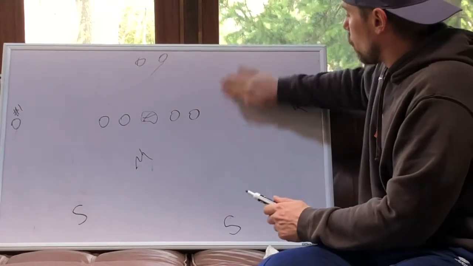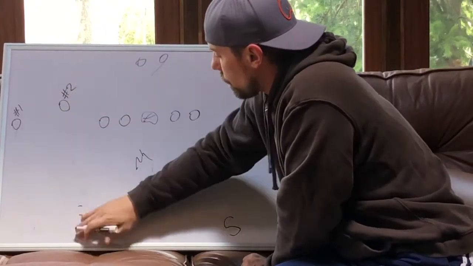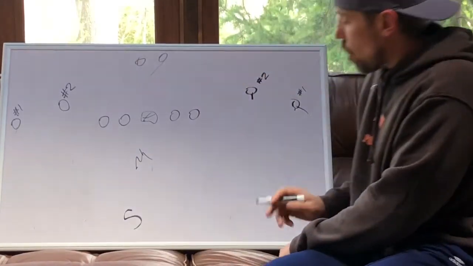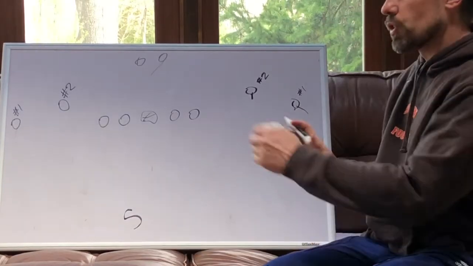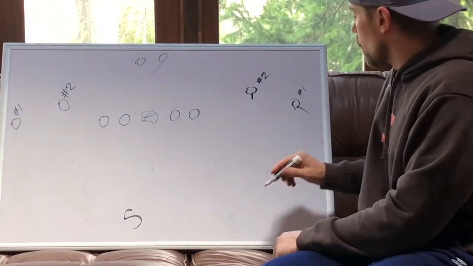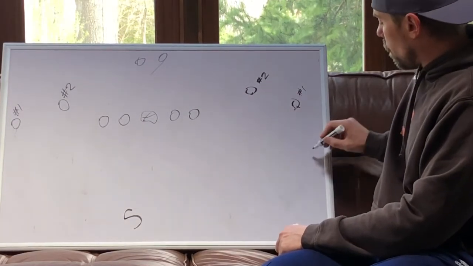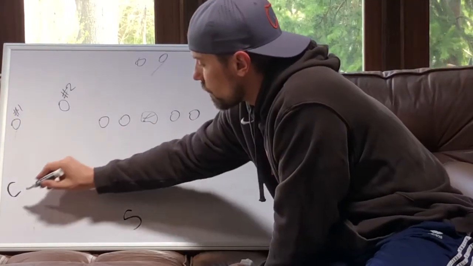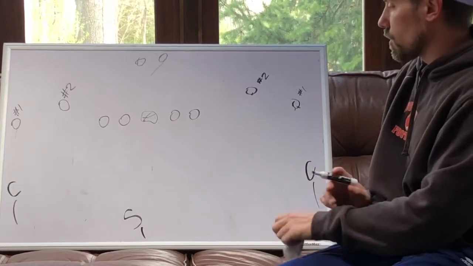Cover 3, very quickly. Let's just draw it back 2-by-2. Okay, so now we're going to be a single high safety. Some people call this a closed coverage, meaning the middle of the field is closed, versus an open coverage, where the middle of the field is open. Now your corner's deep because here's your third players. Here they are. Corners and a single safety.